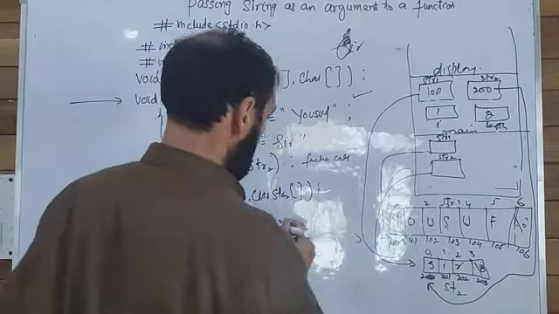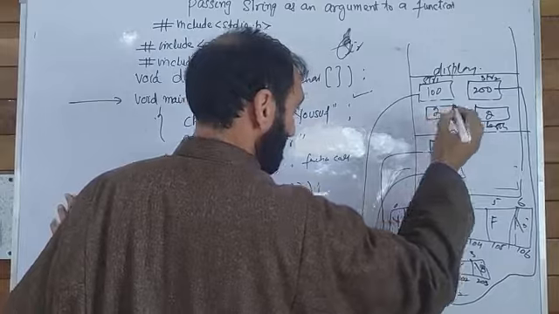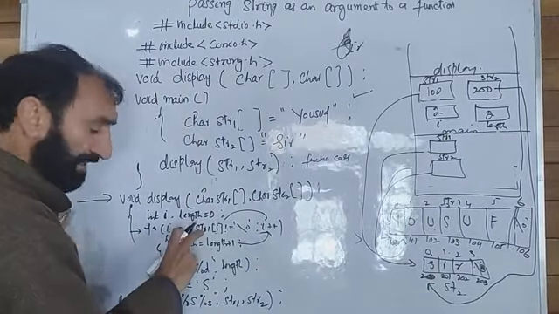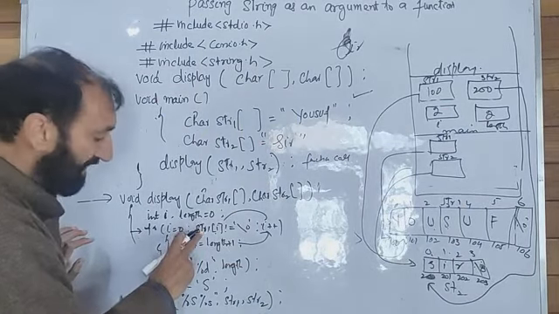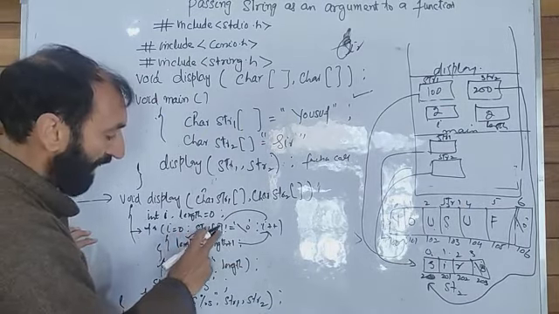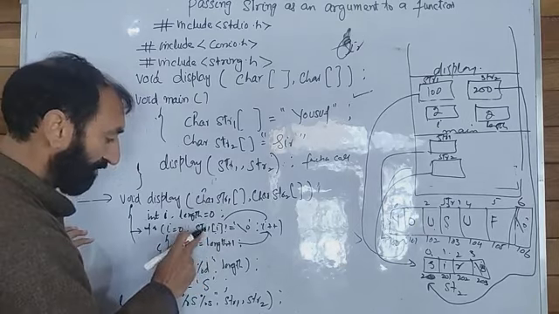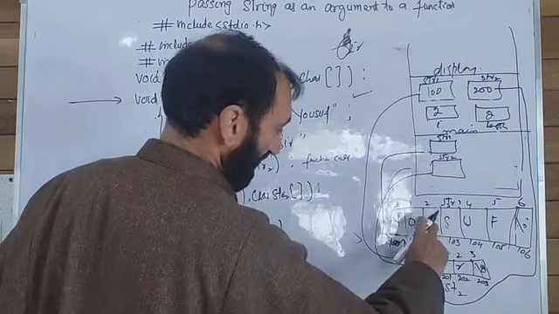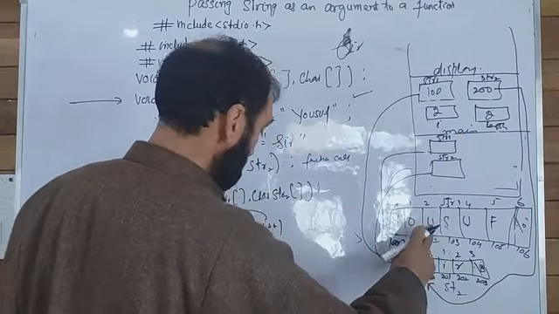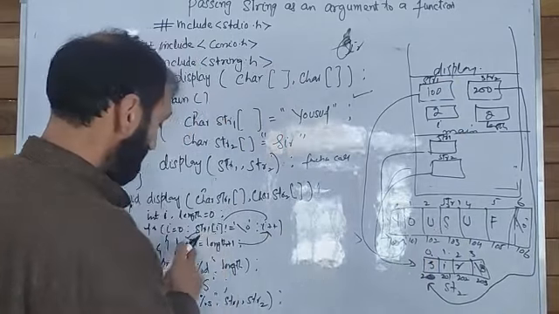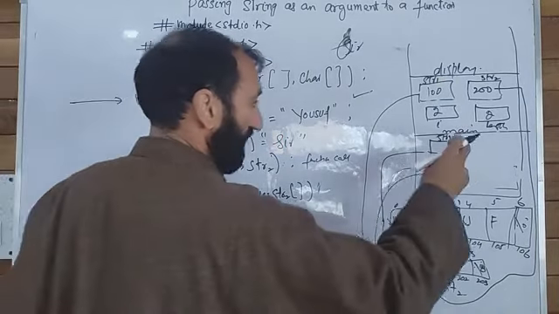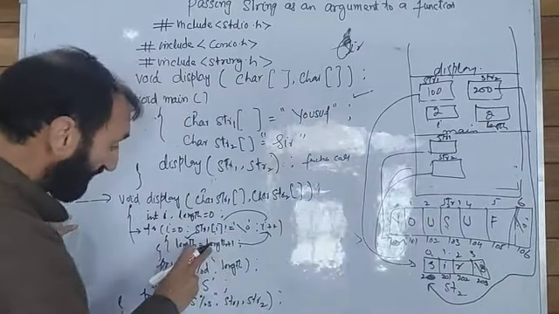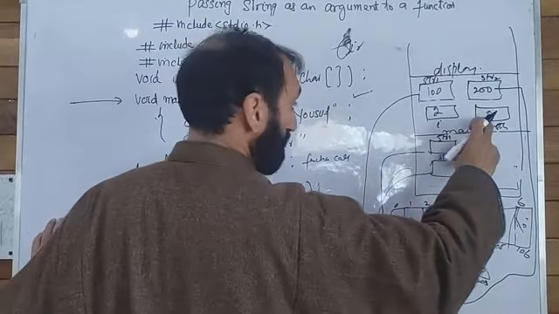I plus plus: i was 1, it becomes 2. Plus plus increments the value by 1. After that the condition gets checked. str1 of 2 is not equal to slash 0, so the condition is true. Length equal to length plus 1. Length will be 2 plus 1.